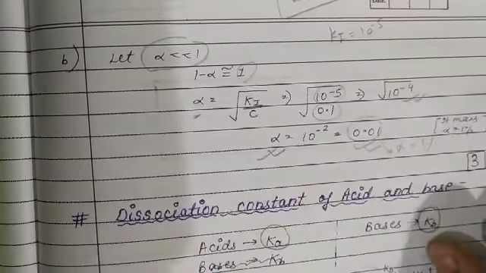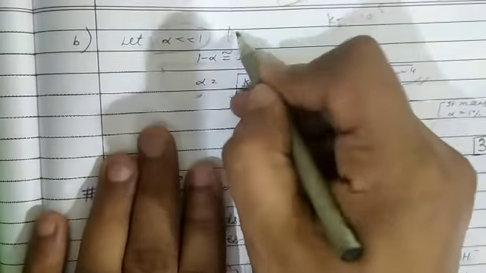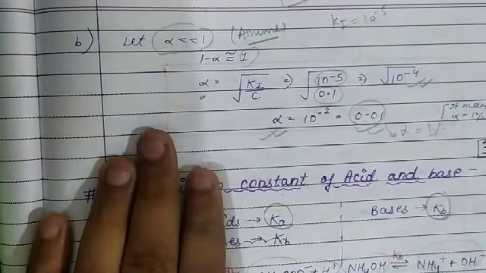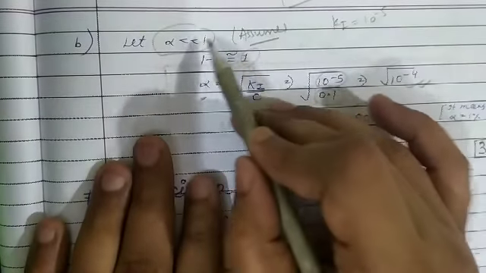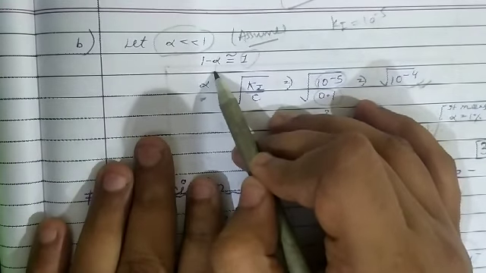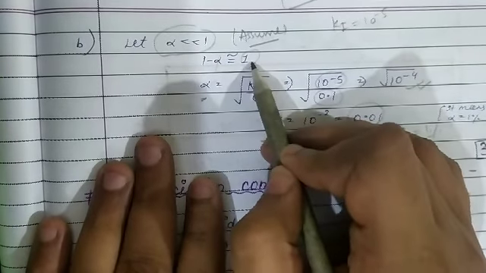The next case we will do, let us assume that alpha is less than 1. So when we assume alpha is less than 1, then alpha is very small and can be neglected, so 1 minus alpha will be equal to 1.